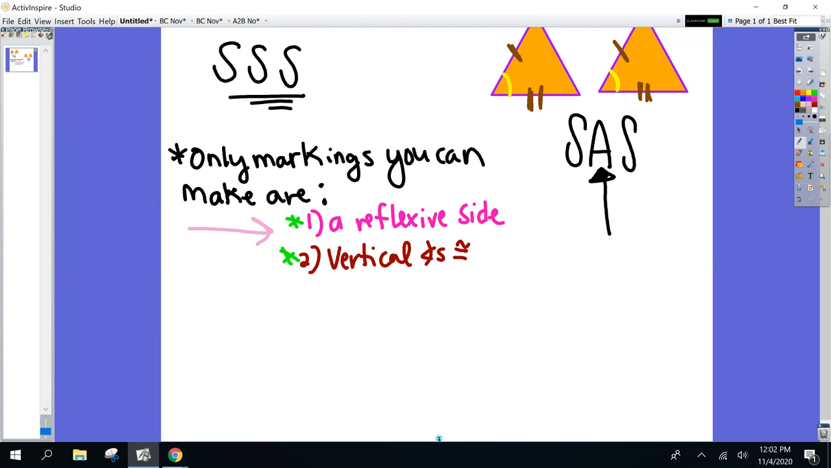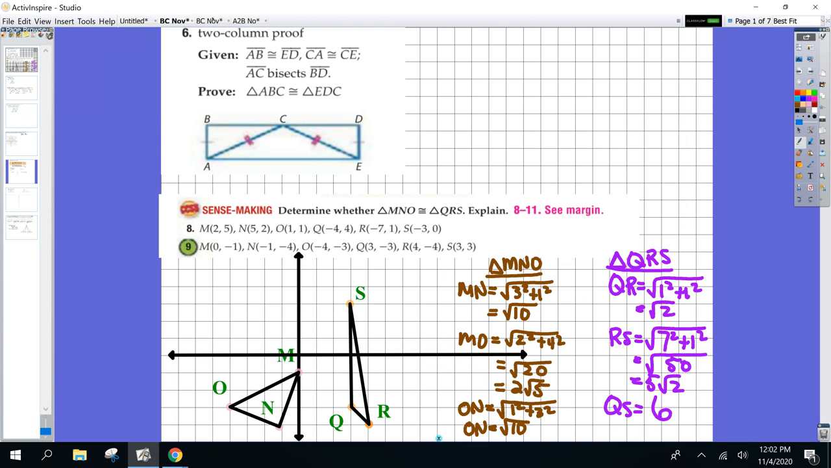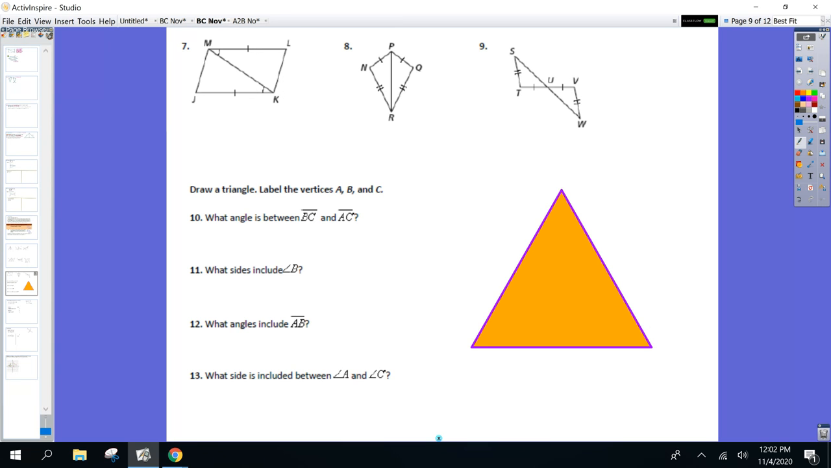Okay, so let's finish yesterday's notes up. Here's diagram number 7. I marked some stuff for you. I got two sides congruent and two angles congruent. I need to know side, side, side or side, angle, side, not possible for those two triangles. Let's get better at this.